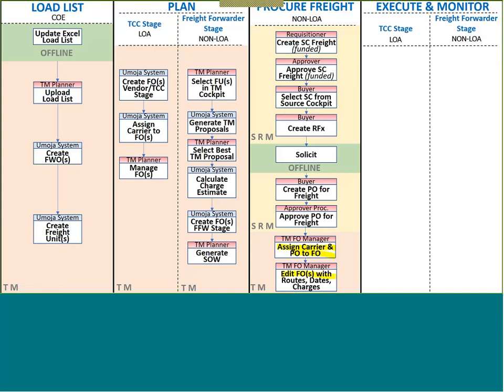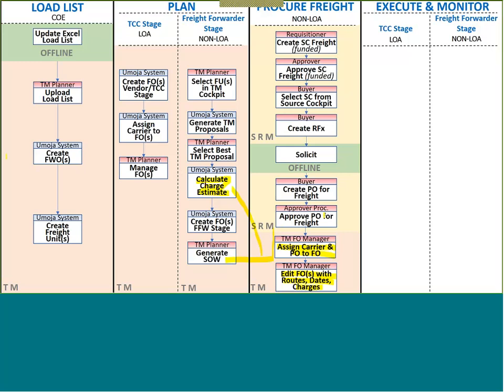Because here, the TM FO manager would have to edit the FO with the routes, dates, and charges. So these are extra steps that we're not going to go through because they would take some time. But here's where the actual changes would happen. Remember at the beginning, we had here the estimated charges. Here, Umoja calculates the charge estimate. And now, of course, we would be linking these estimated to the actual based on what we got now from SRM.